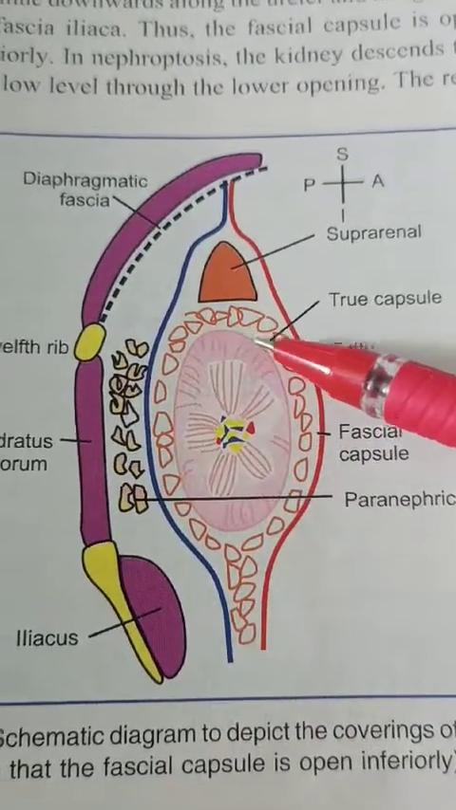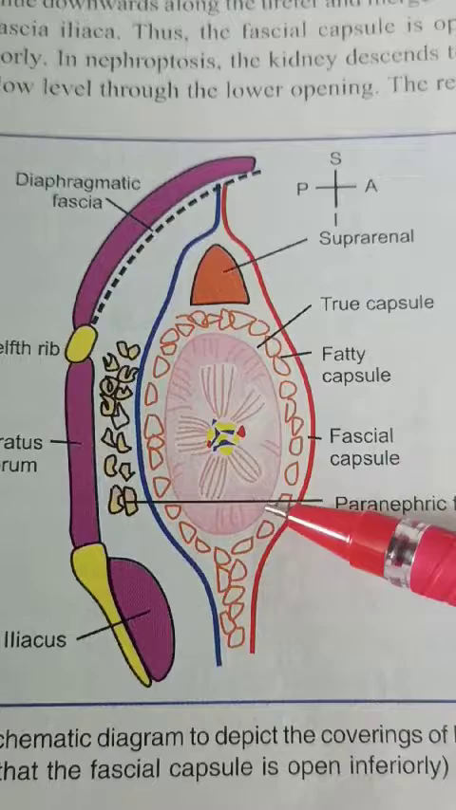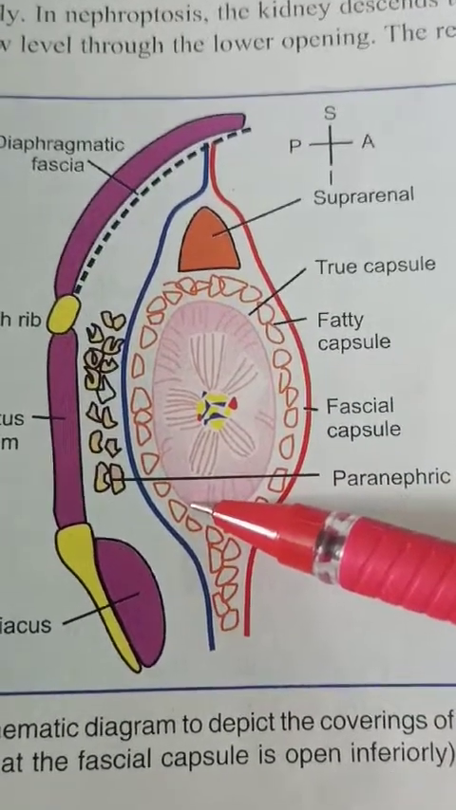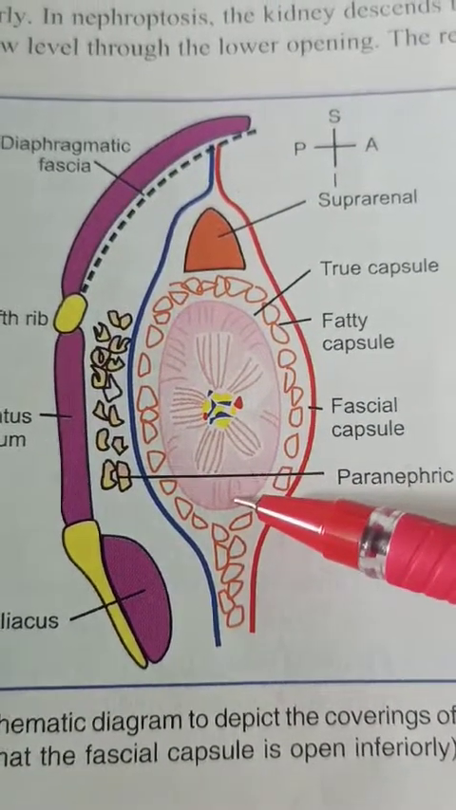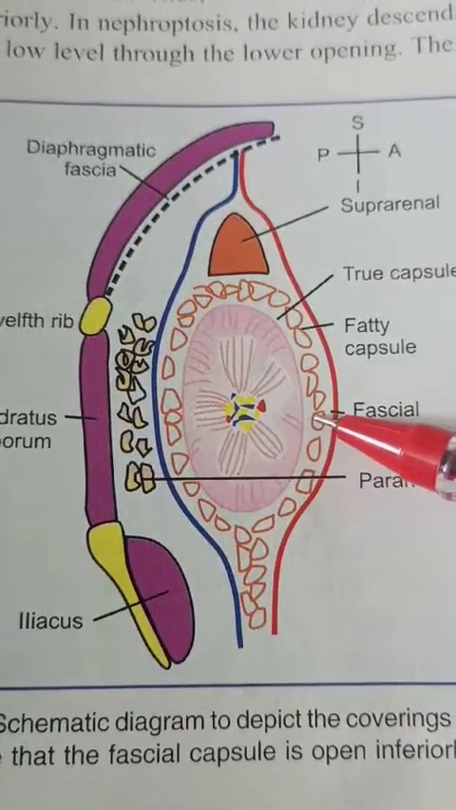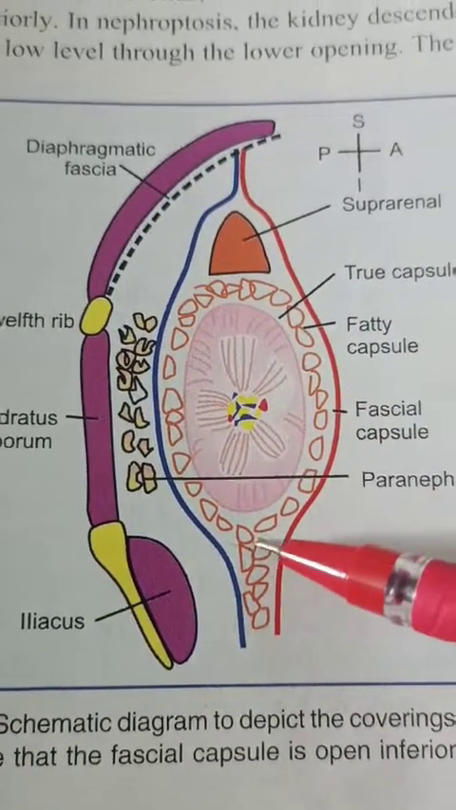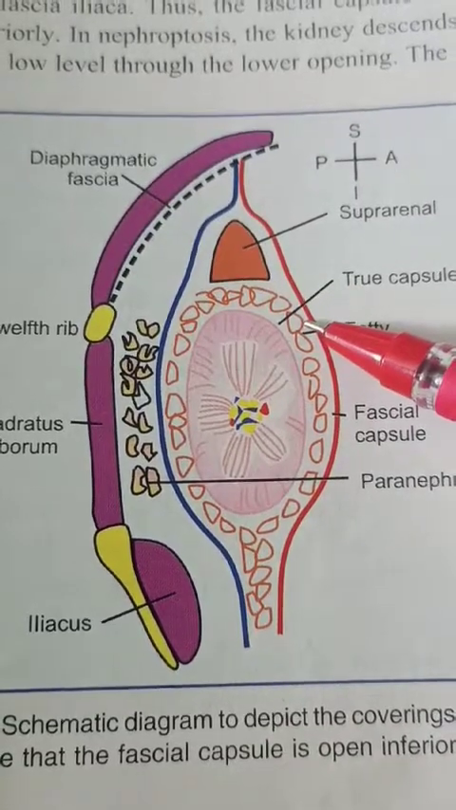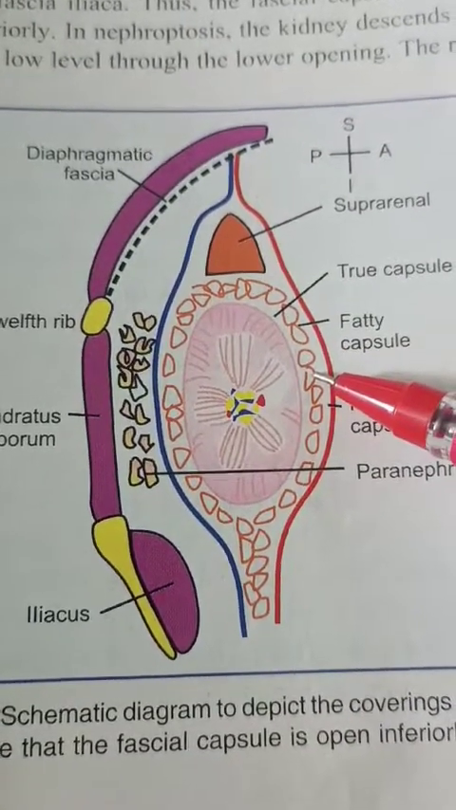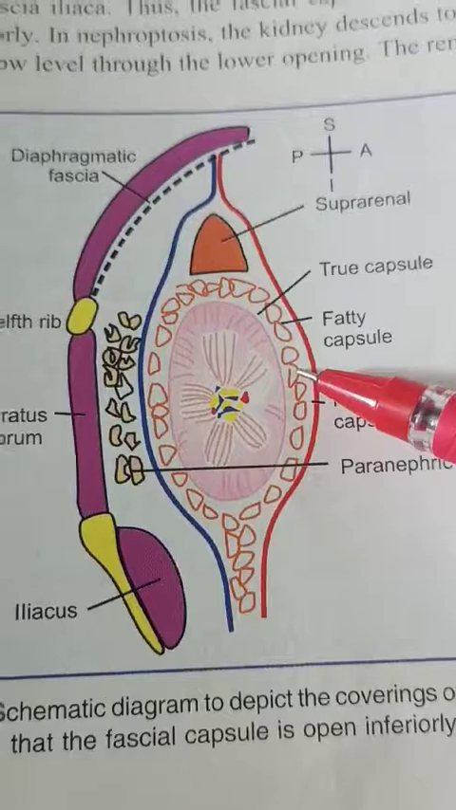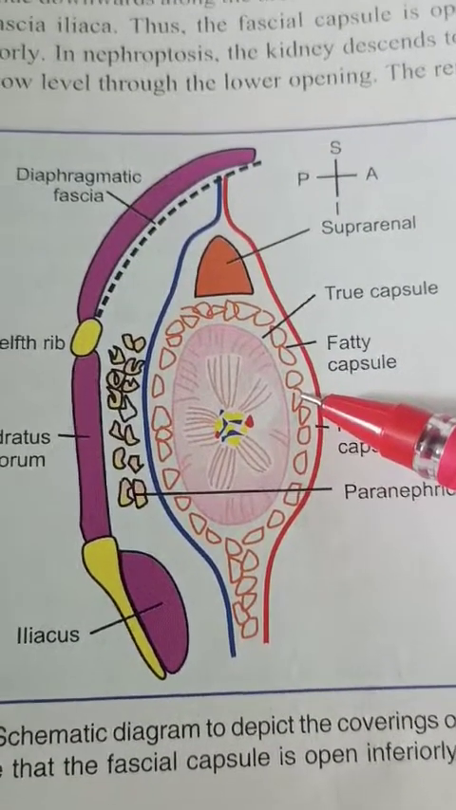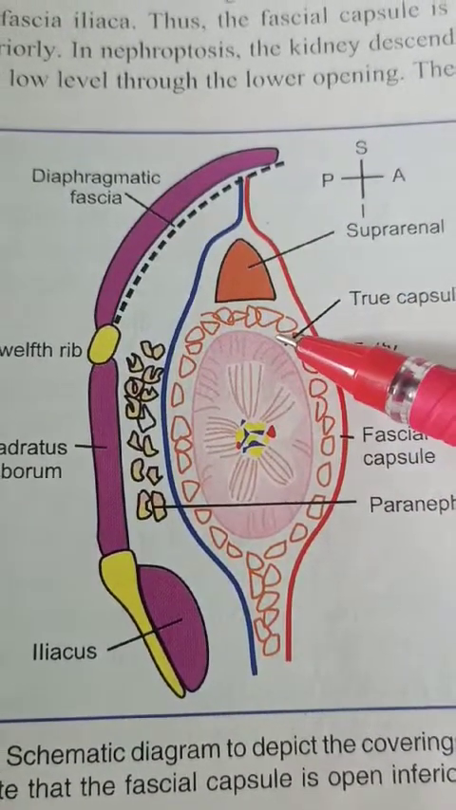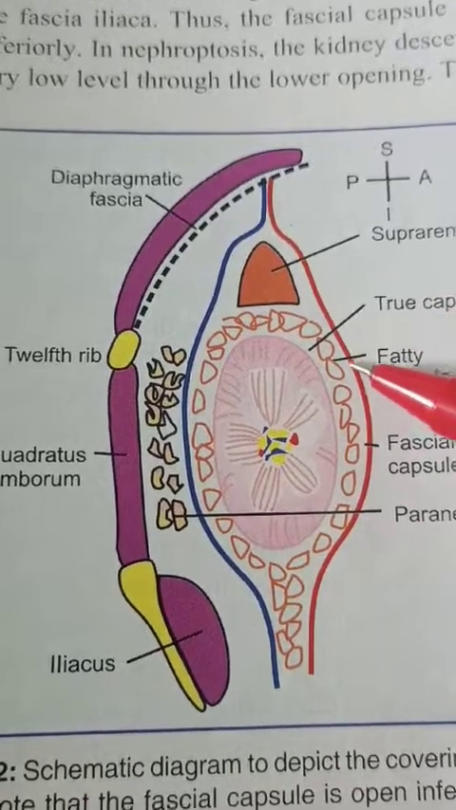This one is known as the fibrous capsule or true capsule of the kidney. So that is the first covering, the true capsule. Next to the true capsule, we can see some adipocytes or fat tissue, which is known as perinephric fat. Then outer to the perinephric fat, we can see another fascia.